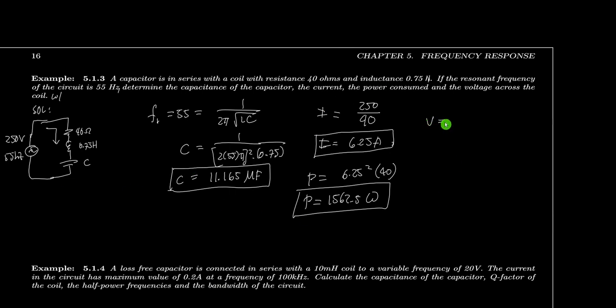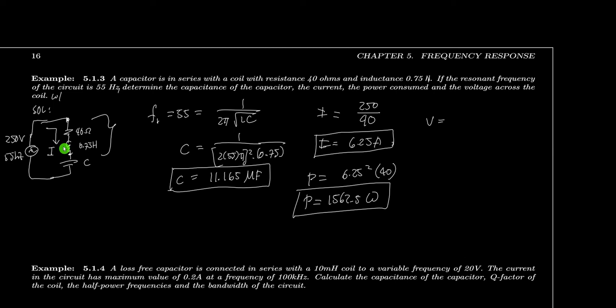And lastly, what should be the voltage across the coil? When we say coil, the coil is not just the inductor. The coil is composed of the resistance and the inductance. So what's the voltage at this point here? We can just use Kirchhoff's voltage law. And we already know the current passing through here, I, which is equal to 6.25 amps.